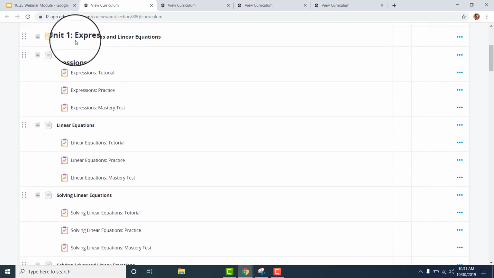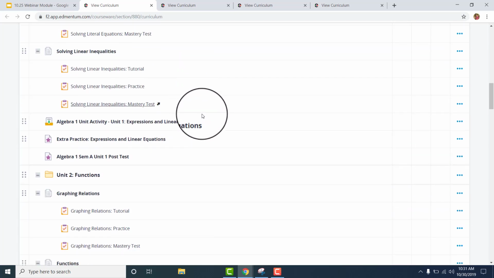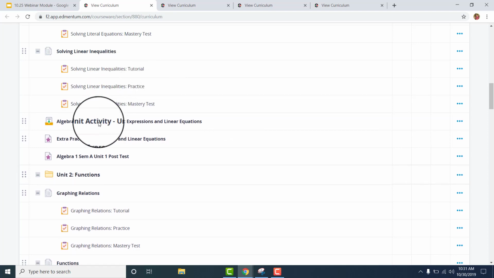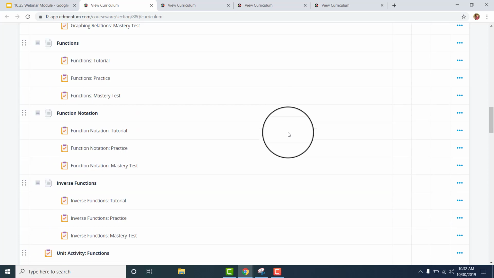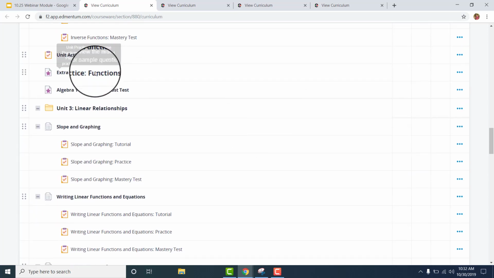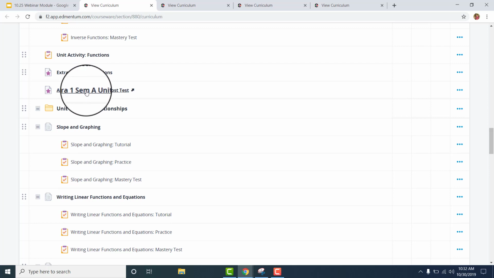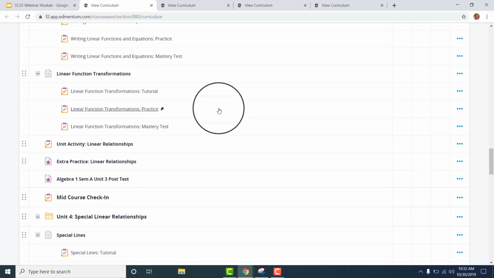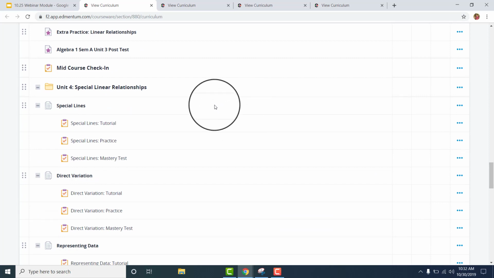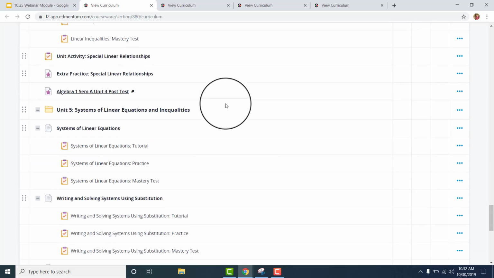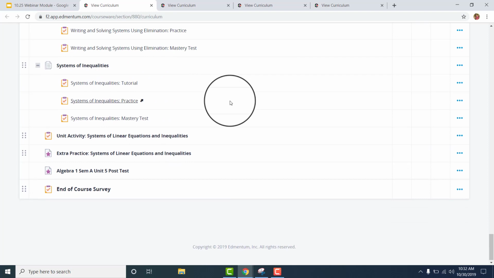I have expanded all of the units, and here we have Unit 1, the modules followed by the unit activity, extra practice, and a post-test. Unit 2 followed by the modules, unit activity, extra practice, and a post-test. Unit 3, same. Unit 4, same. And Unit 5. So let's go ahead and take a quick look at Unit 5, Systems of Inequalities.